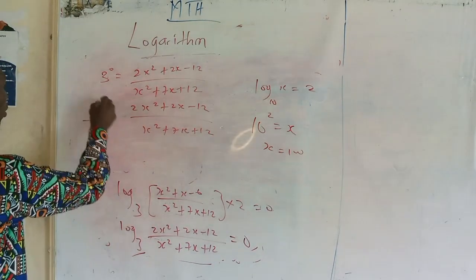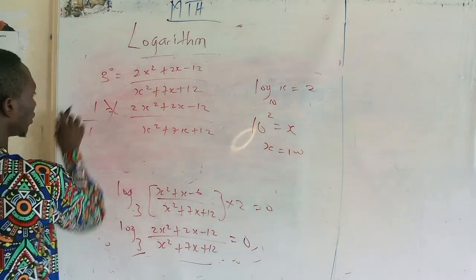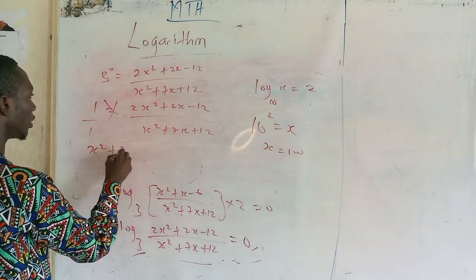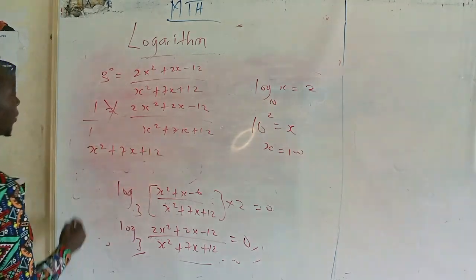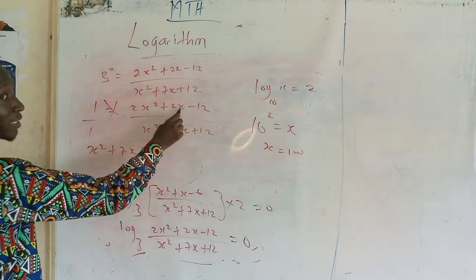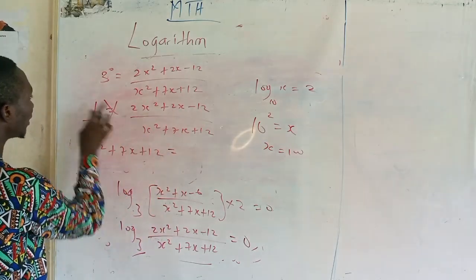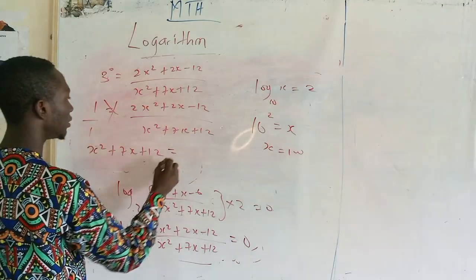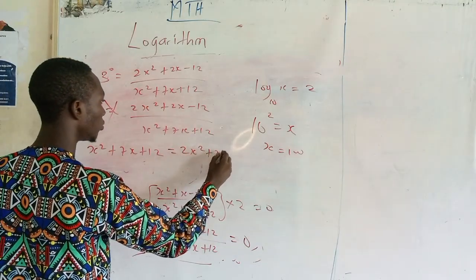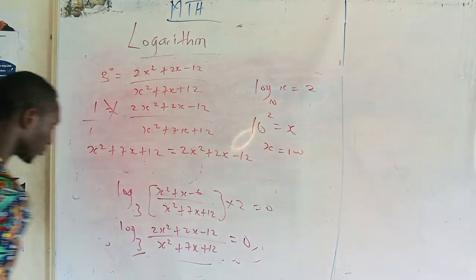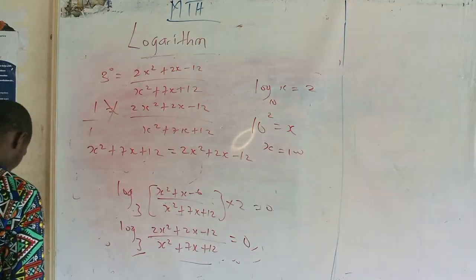Balance the fraction. Cross multiply, so this comes here, x squared plus 7x plus 12. If you cross multiply, it means 1 times this, 1 times this. So equate it. So 1 times this is this, equal to 1 times this. So it becomes 2x squared plus 2x minus 12. Now collect those things.